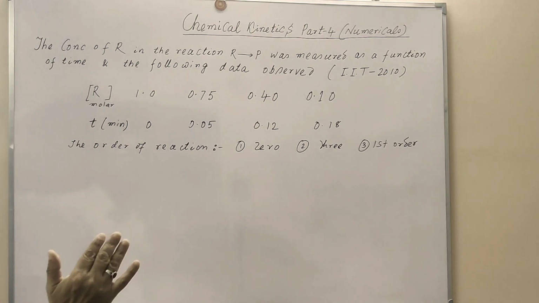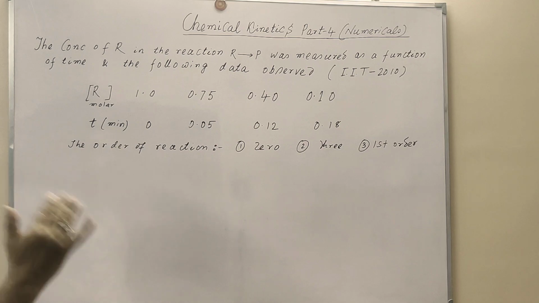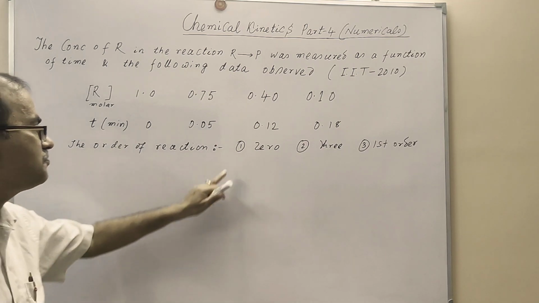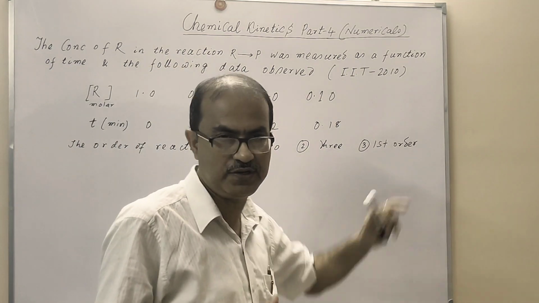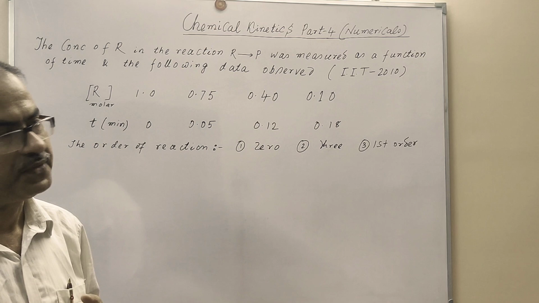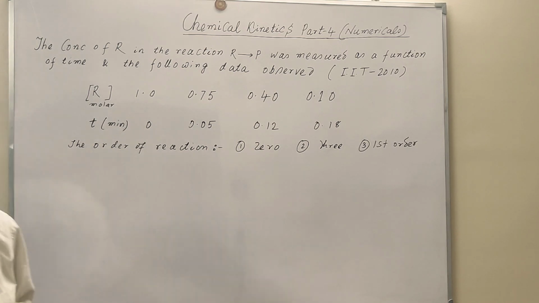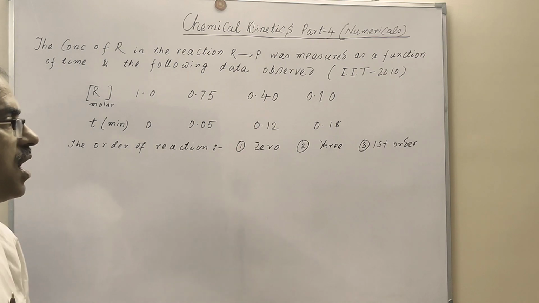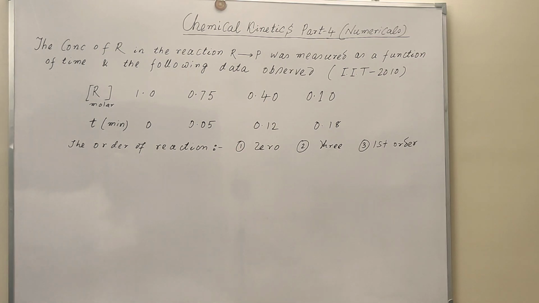Now you have to determine the order of the reaction. Three options are given: 0, 1, and 2 ... first order. Among these 3 options, 1 option will be correct. So you can do one thing: you can pause the video and solve it. I am starting to solve it.